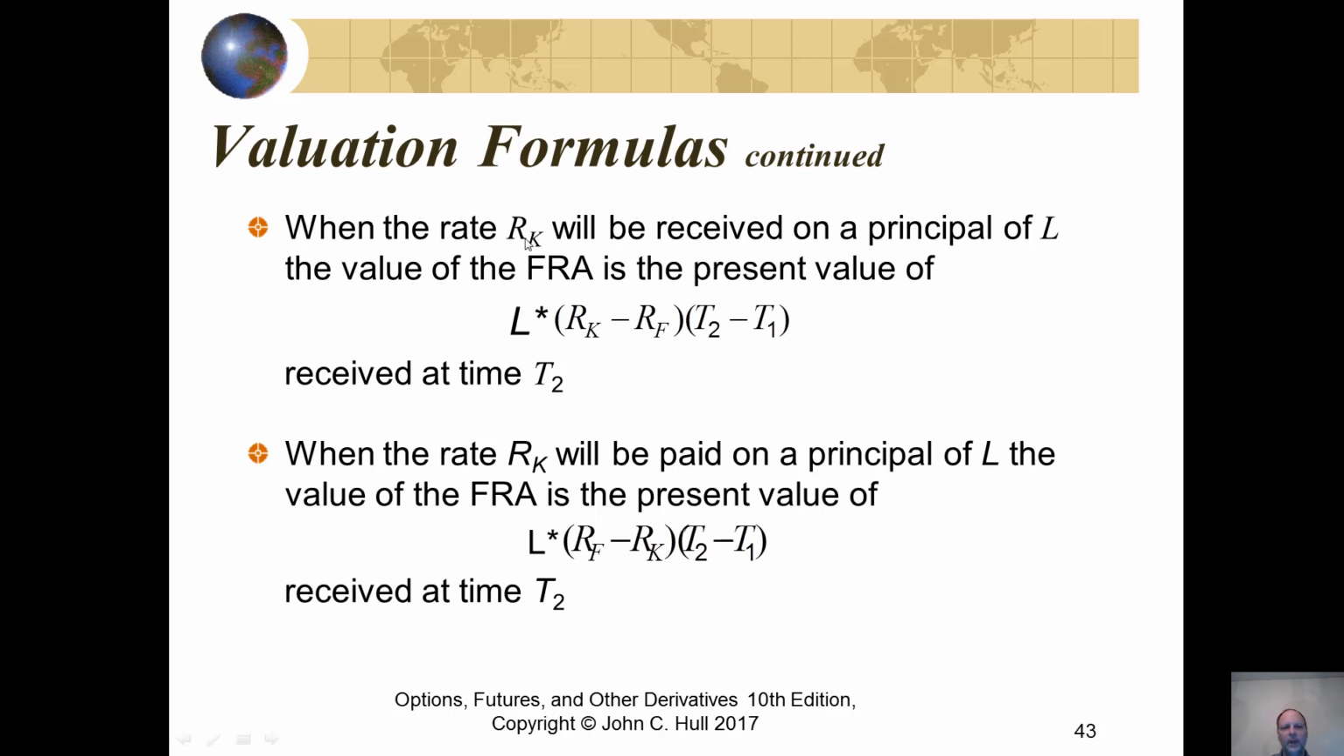So when the rate RK will be received on a principal of L, the value of the forward rate agreement would be the present value of L times the difference between RK and RF, for the time period T2 minus T1. If RK is to be paid in the forward rate agreement, then you merely take a negative sign of this and you end up with RF minus RK.